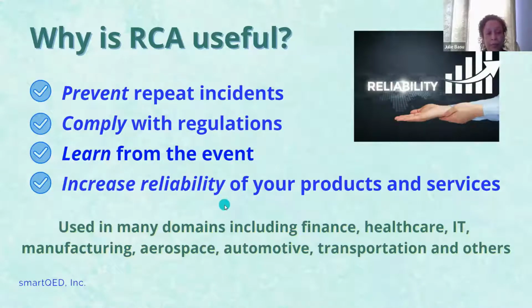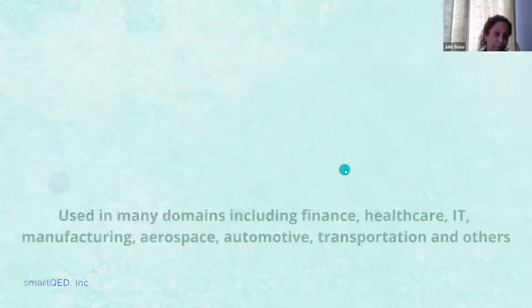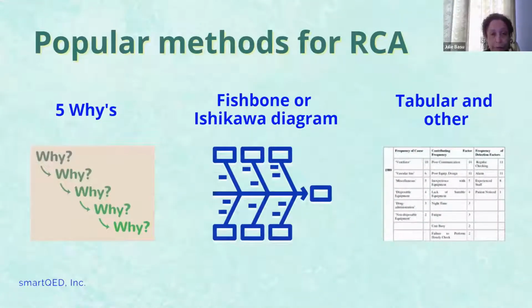So this might take a bit of time to see, but the longer term benefits are definitely there, very significant, and you cannot substitute RCA with short-term patches or just shortcuts or workarounds. This technique of RCA is used in many domains, including finance, healthcare, IT, manufacturing, aerospace, automotive, transportation, and many others. And from the large number of attendees of this webinar, we believe there are people from several domains.